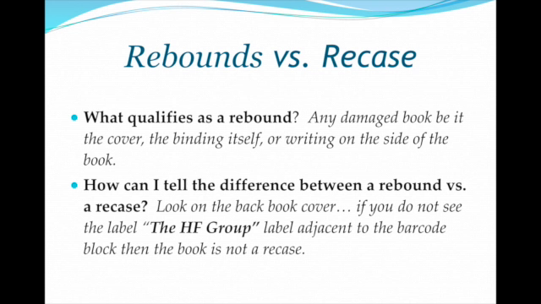What is a rebound versus a recase? A rebound is a damaged book, where the binding itself is maybe falling off, or there's writing on the side of the book. Typically these are a little larger books than a recase book. How you can tell the difference is all of our recases will have the HF group on the back of it, so that you know that it has already been sent in previously for a rebound, and now it's called a recase.